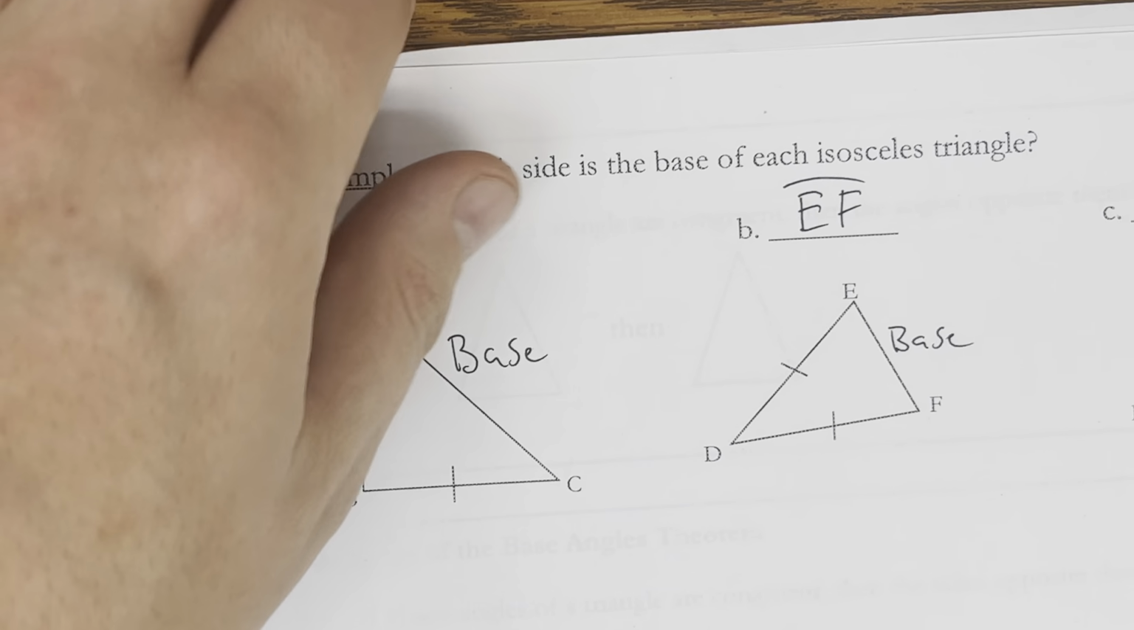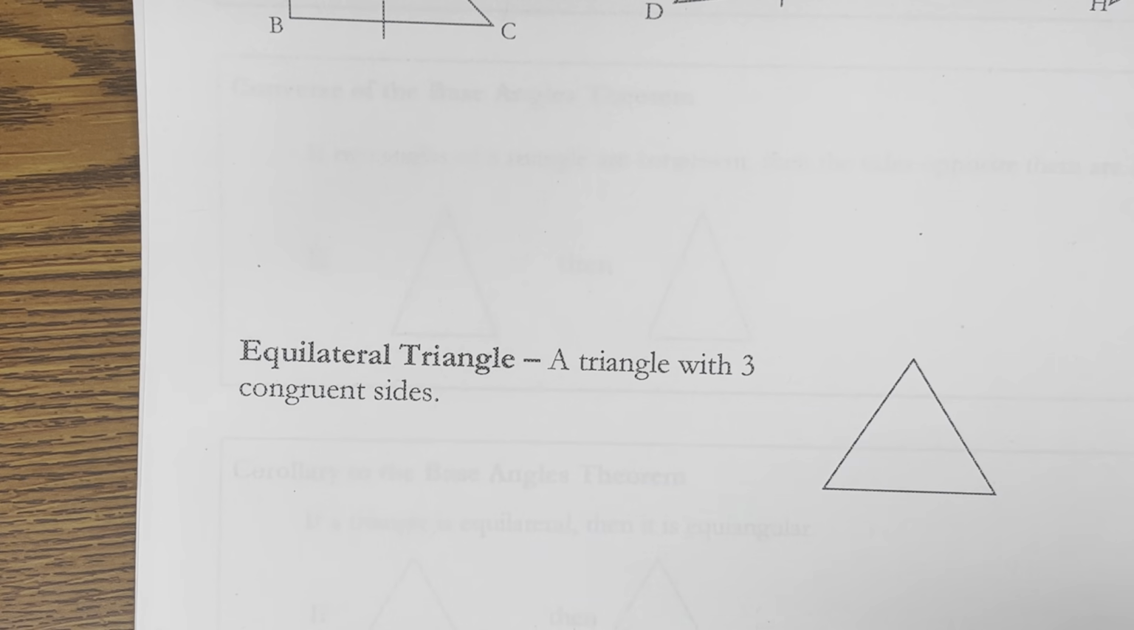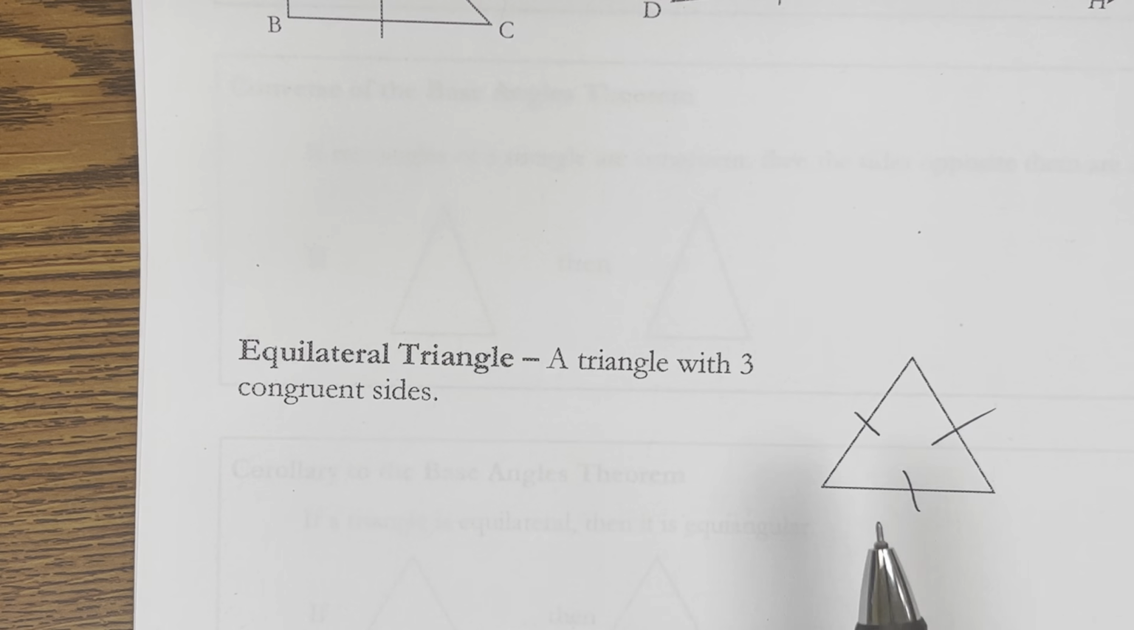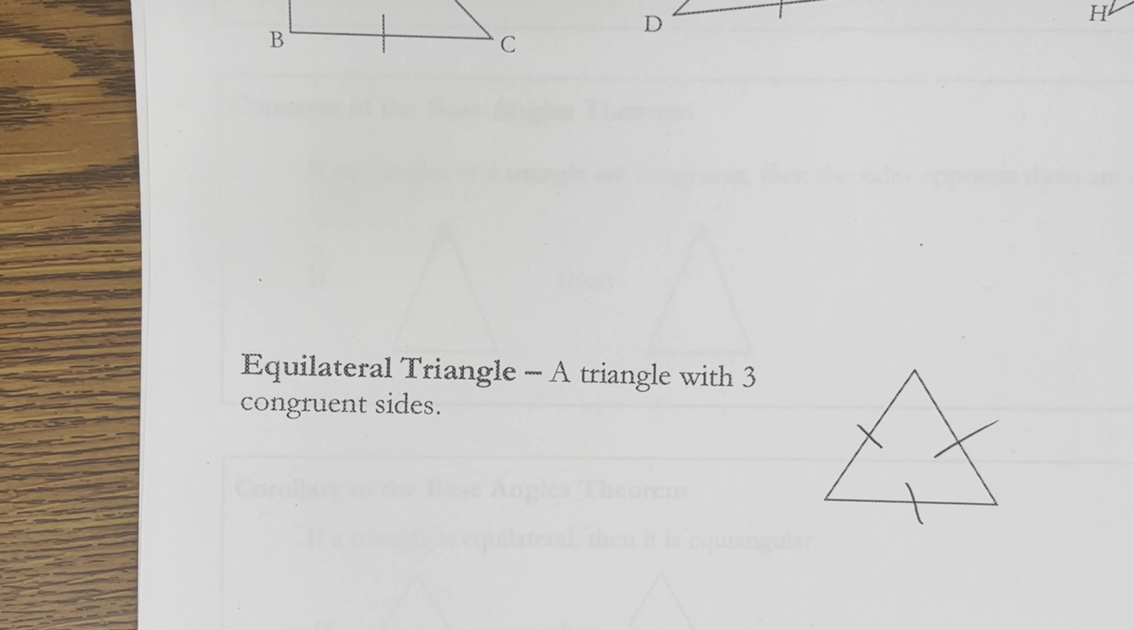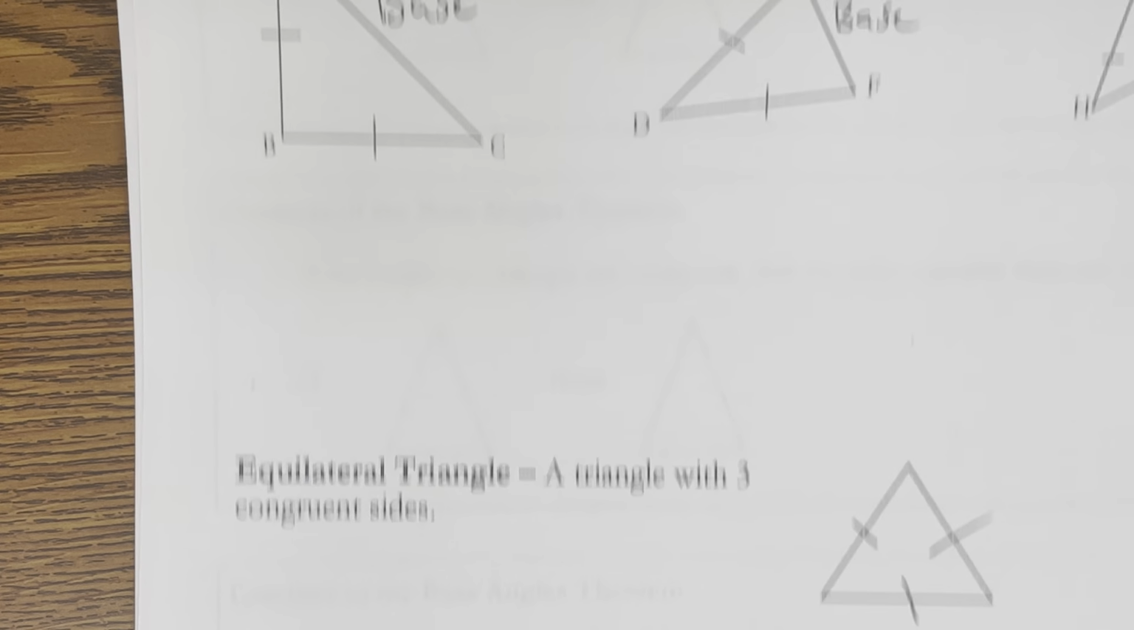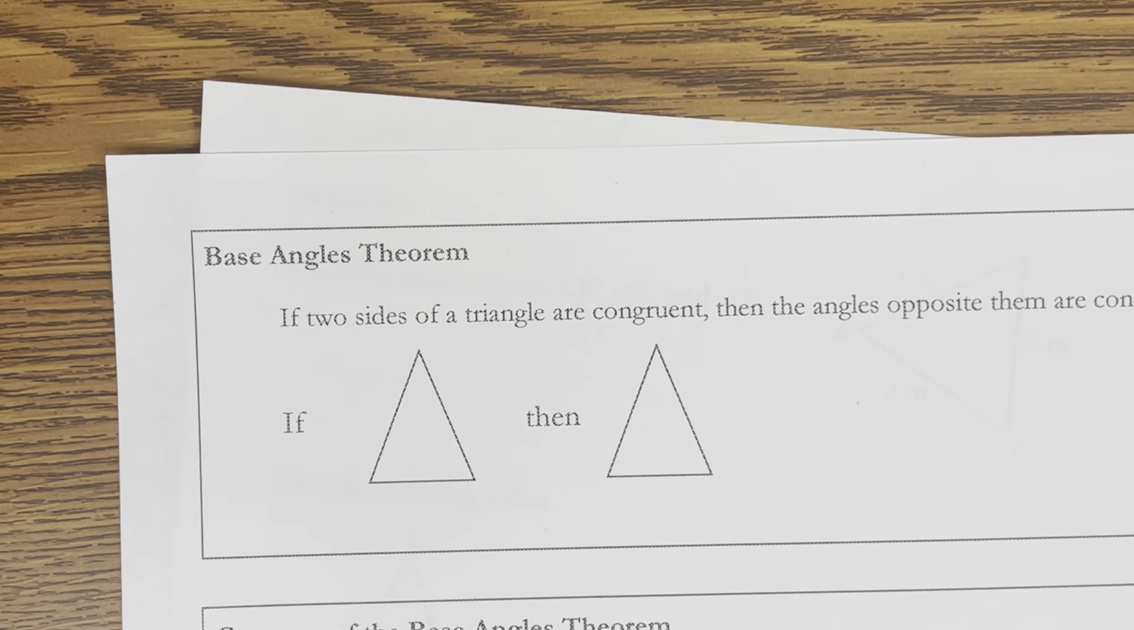An equilateral triangle is a triangle that has three congruent sides. Now, a couple key things here. Since this triangle is equilateral, it is also isosceles because isosceles triangles have two. This one has two congruent sides too. So an equilateral triangle will carry all the characteristics of the isosceles. It'll have all the same theorems as well.